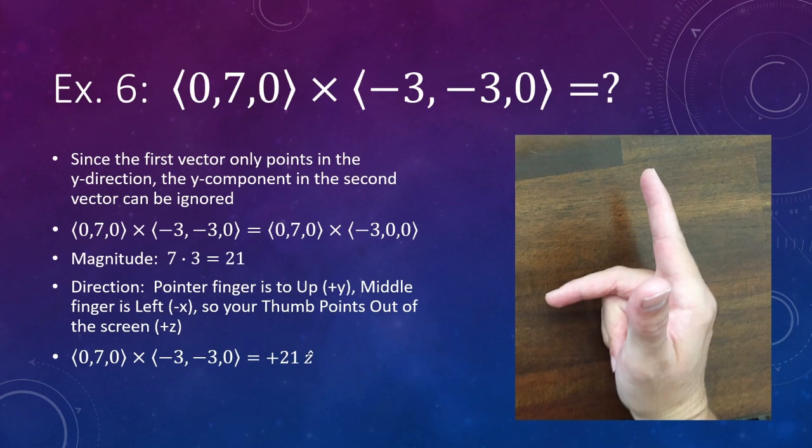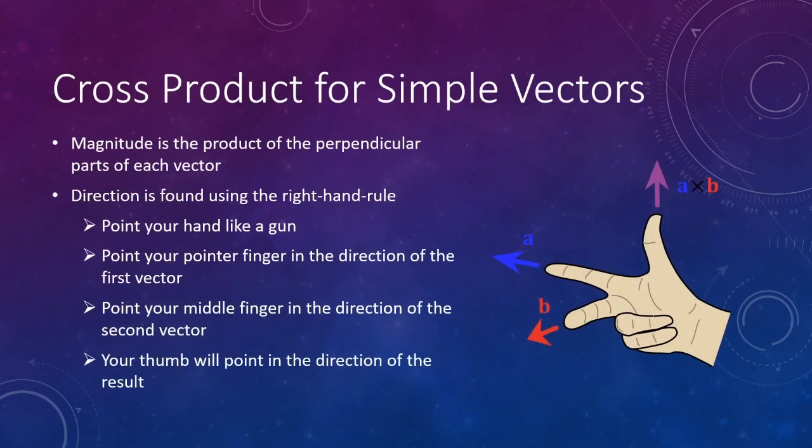But if you have simple cases like this where you can isolate the 2 vectors each into a single direction, you can do the shorthand method, where the magnitude of the cross product you get by multiplying those perpendicular pieces, and then you use the right hand rule to get the direction. Your pointer finger goes in the direction of the first vector, your middle finger goes in the direction of the second vector, and your thumb goes in the direction of the result. You always keep your hand that shape, and you just rotate your hand however way you need for that particular problem.